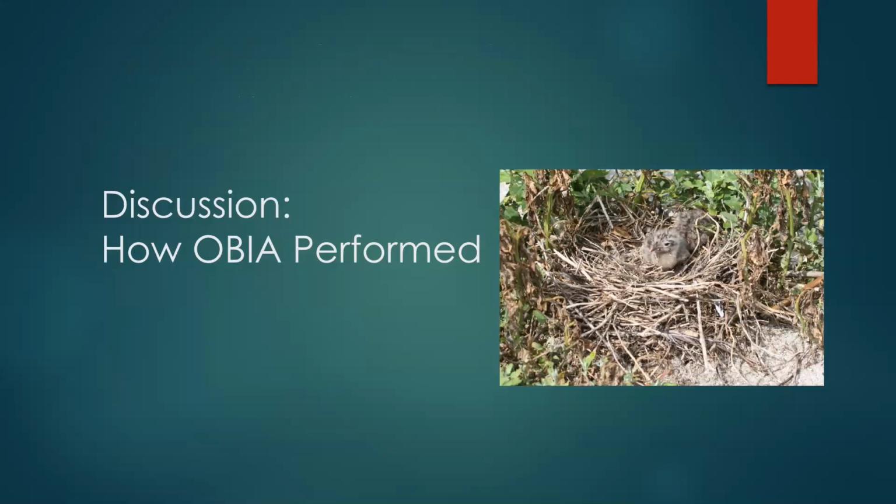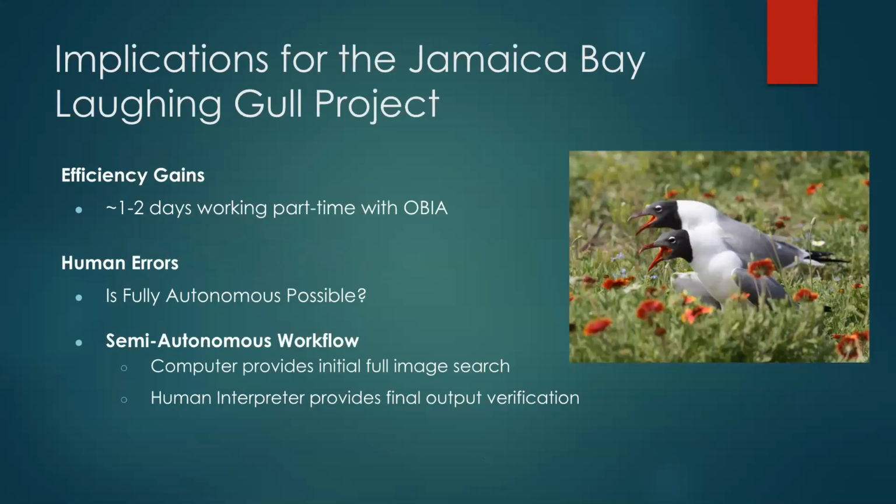So what do those results mean for our study, and what does this mean for object-based image analysis in the wildlife field? So getting back to our initial question, does object-based image analysis provide the benefits we hoped for the Laughing Gull project? And I'd say yes, it does. Looking at it from an efficiency perspective, this is a big improvement over previous methods. The old method typically took 1 to 2 weeks to complete, which ArcGIS Pro brought down to about 3 to 4 days, but it still required 1 to 2 people working on the project full time.